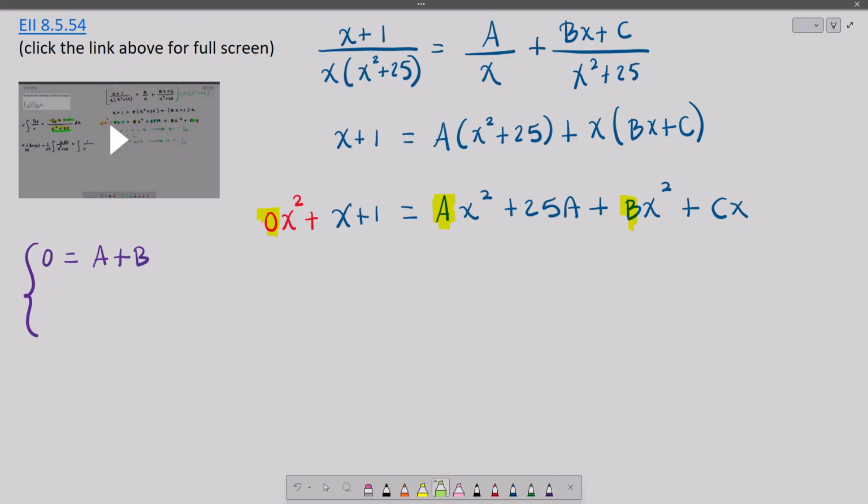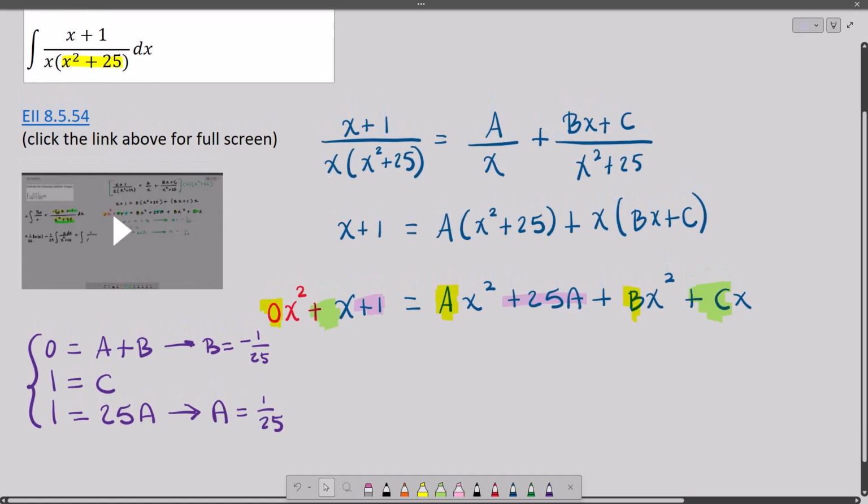And then we're going to go to coefficient of x, which is 1. Over here, oh, there's only one coefficient of x over there. So it looks like 1 is going to equal c. And then the constant on the left is a 1. The constant on the right, we just have that, 25a. So this bottom row tells us that a is 1 over 25. The top row then tells us that b is negative 1 over 25. So we have the whole PFD solved for.